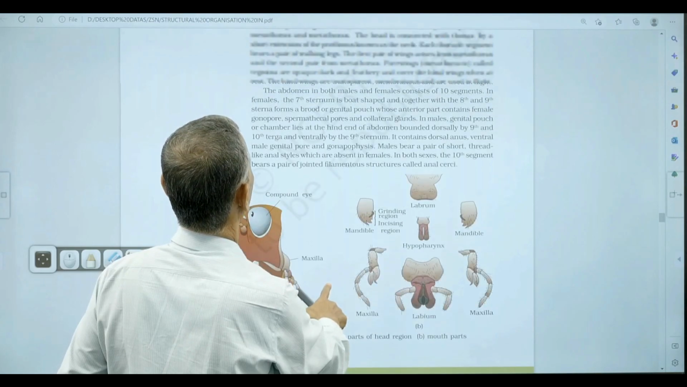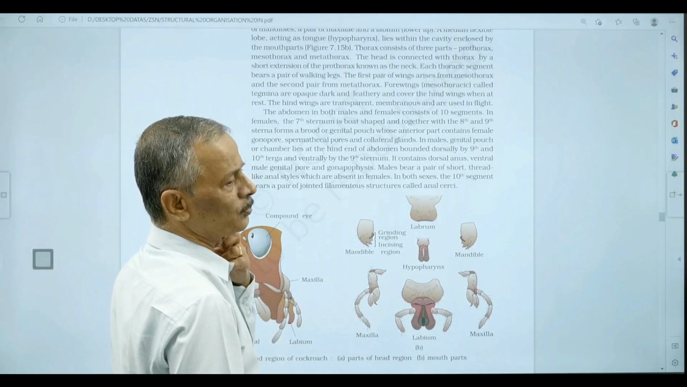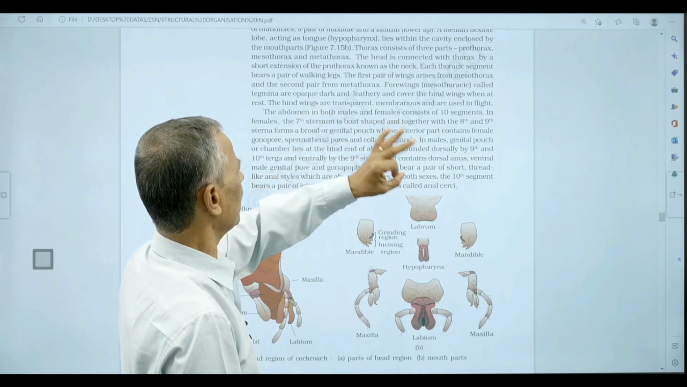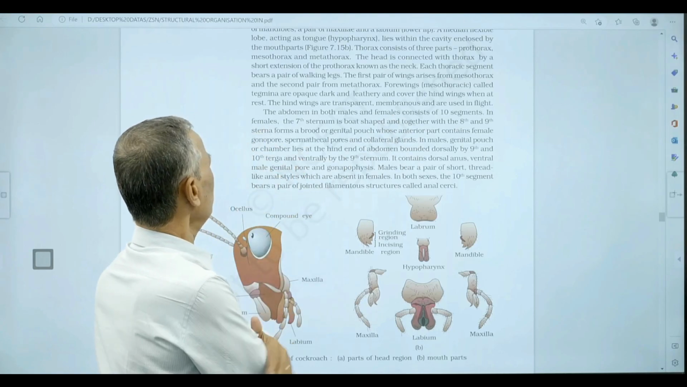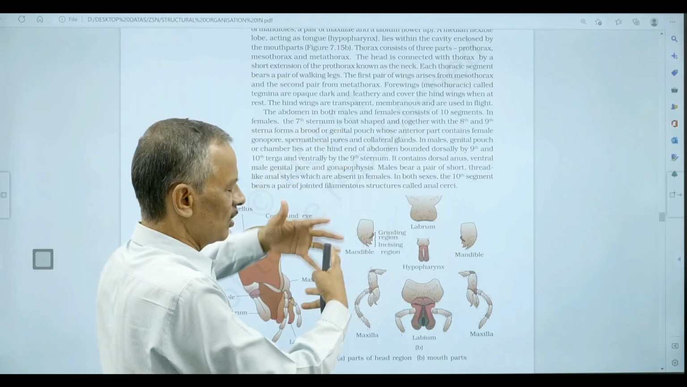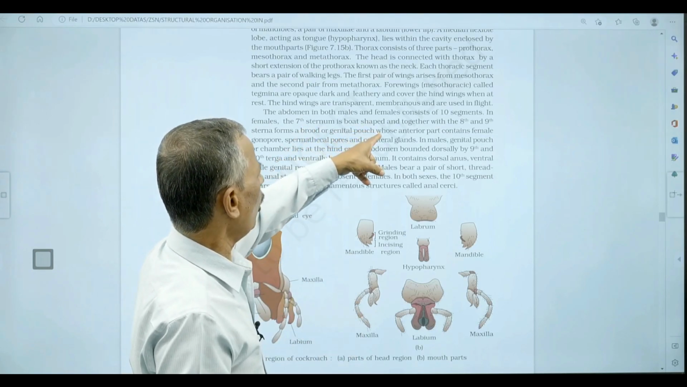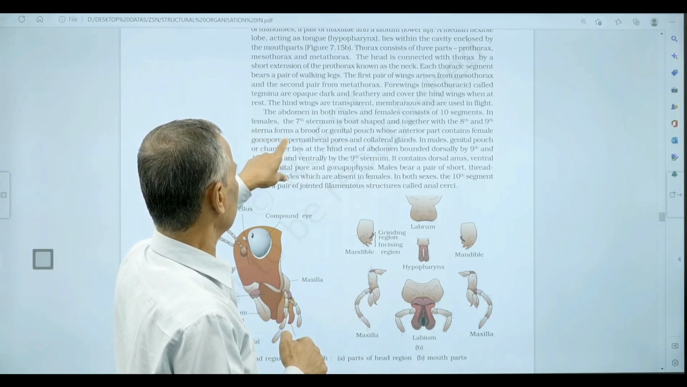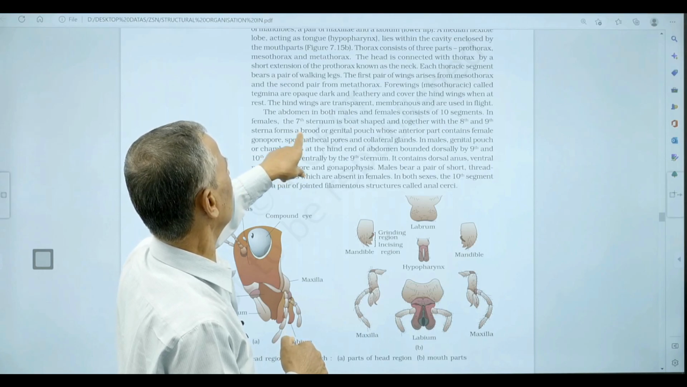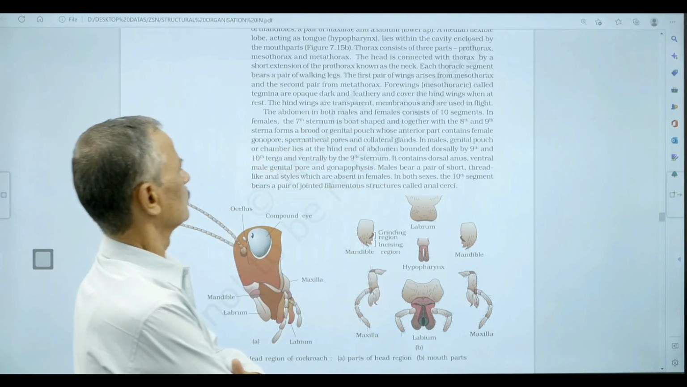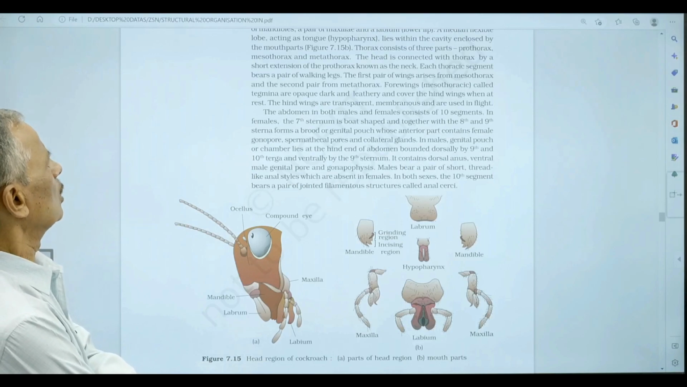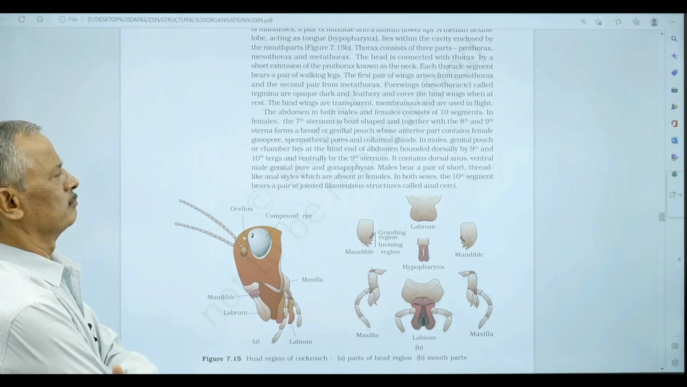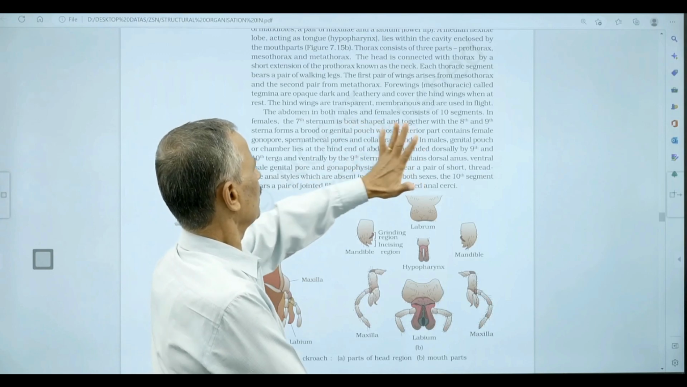Now, coming to the abdomen. Abdomen is made up of 10 segments. Okay. In both male and female, you are having 10 segments. But in females, the seventh sternum, that is on the ventral side, is broad and boat shaped. Along with the 8th and 9th sternum, it forms a chamber at the posterior part of the abdomen called genital pouch or brood pouch. To this brood pouch, the anus is opening, reproductive structures are opening. Okay, I will come to that point towards the end of this session.